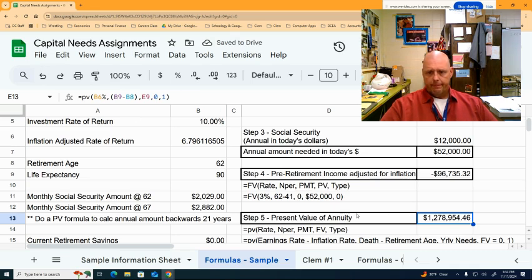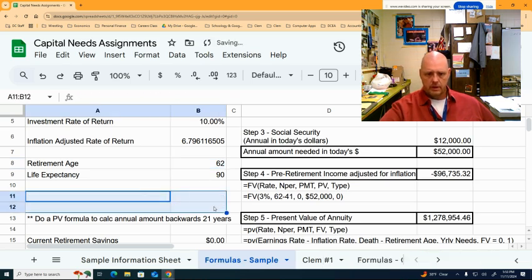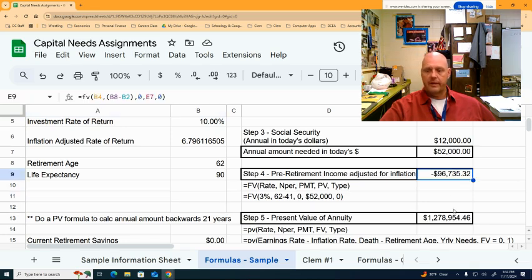So what do I need? How big of a pile do I need at age 62, assuming that starting at age 62, I'm going to go ahead and start pulling numbers. Let's hide that for now. We don't care about that for now. Let's start pulling numbers at $96,000 a year at the beginning of age 62 for every one of the next 28 years.